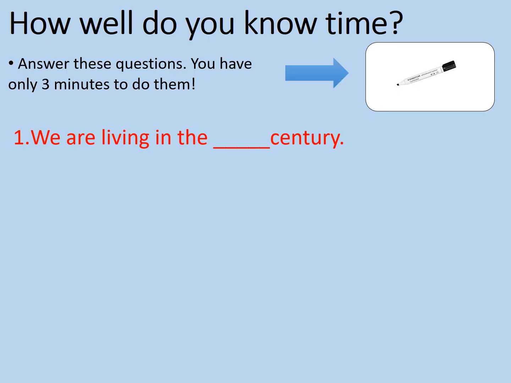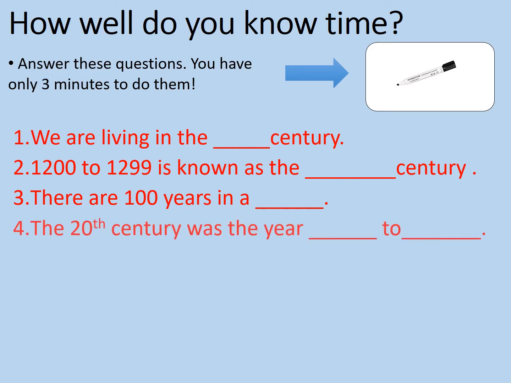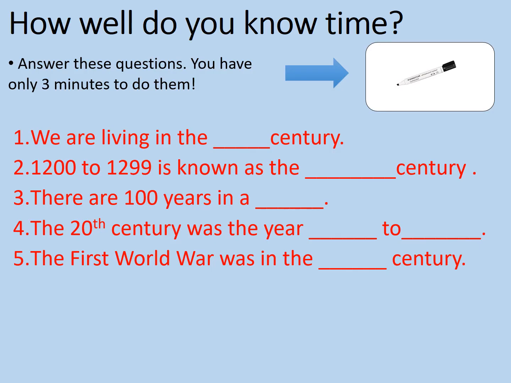We are living in the what century? 1200 to 1299 is known as the what century. There are 100 years in a what? The 20th century was the year what to what, and the First World War was in the what century. I'll give you an extra mark if you can pick out the dates of the First World War as well.